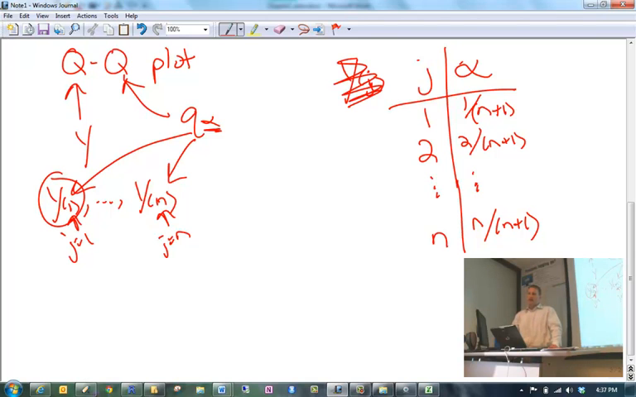Now, why do you think I chose n plus 1 in this denominator rather than n? So you don't get the 100th quantile? Yeah. So, if I chose 1 over n, look what happens. 1. It's the very last value. So, what's the 1.0 quantile from a Rayleigh distribution?